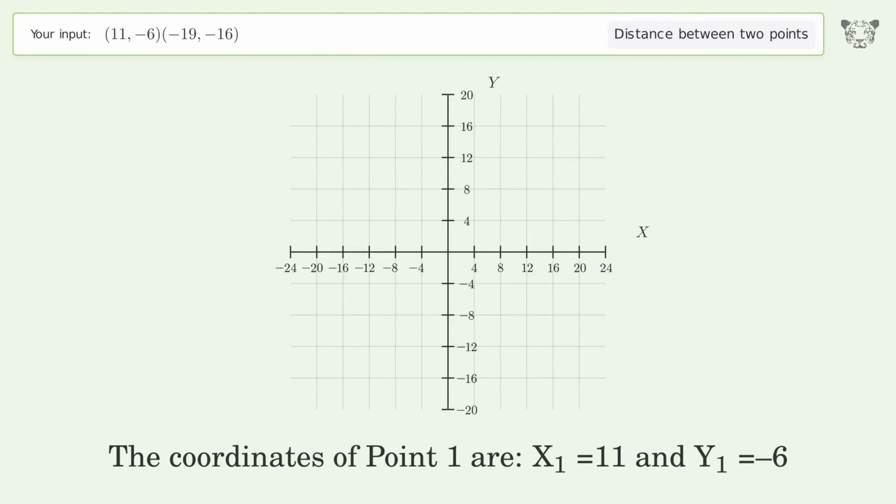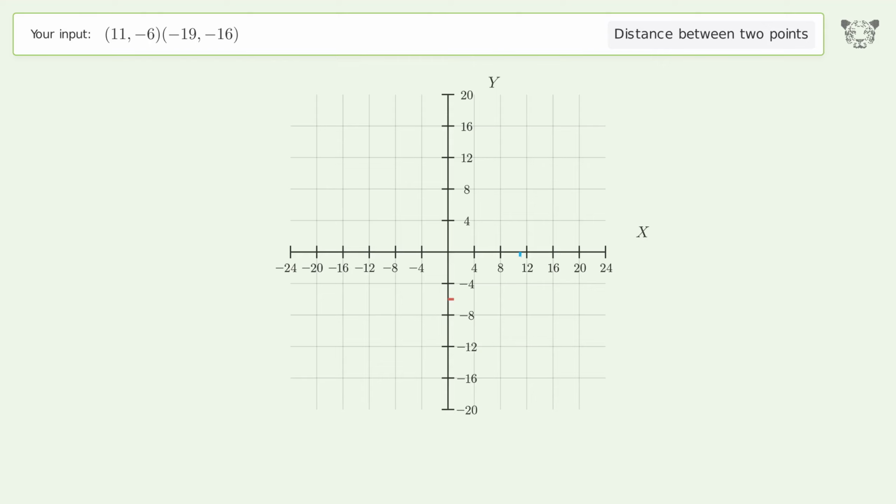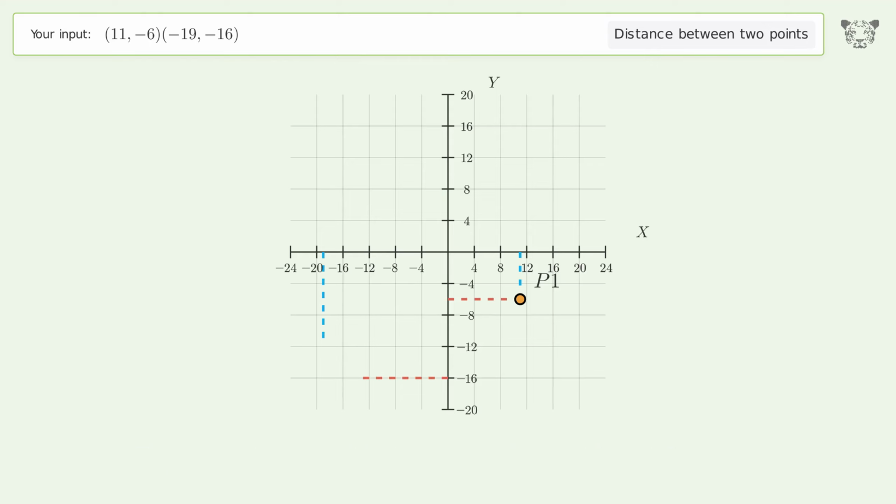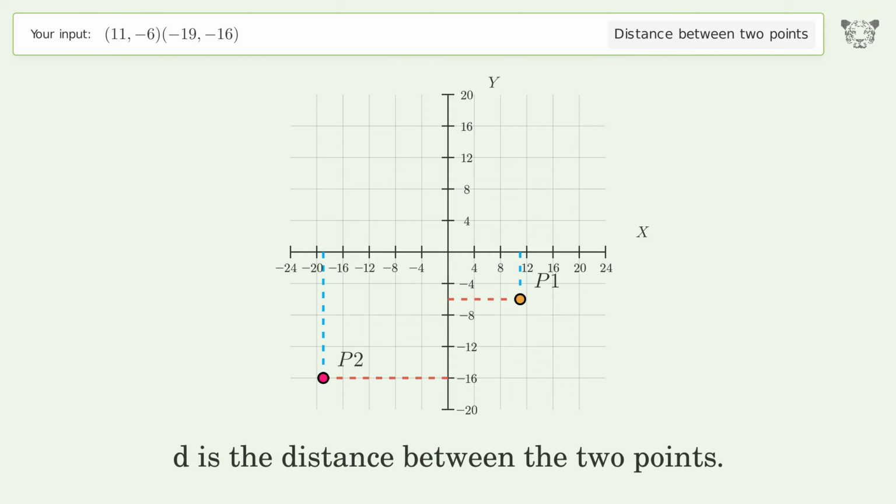The coordinates of point 1 are x1 equals 11 and y1 equals -6. The coordinates of point 2 are x2 equals -19 and y2 equals -16. D is the distance between the 2 points.